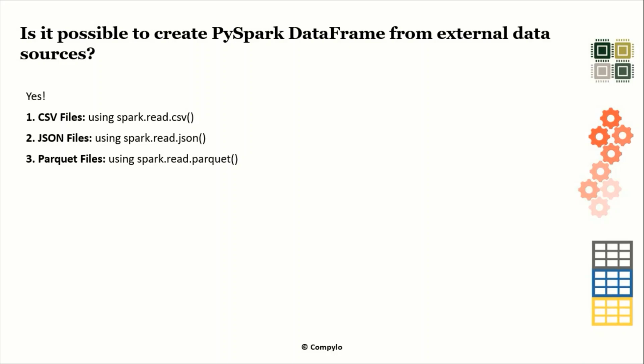enabling users to easily load and process data from different locations. Some common external data sources from which we can create a PySpark data frame are CSV, JSON, and Parquet. PySpark also supports text, Avro, TSV, and many other file extensions. This capability allows for efficient data processing and analysis, leveraging the power of Spark's distributed computing framework.